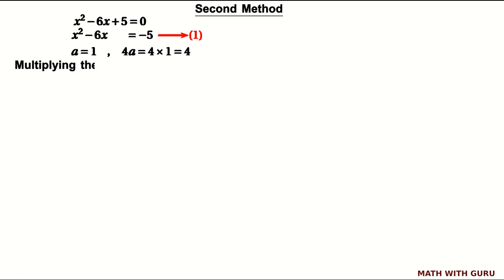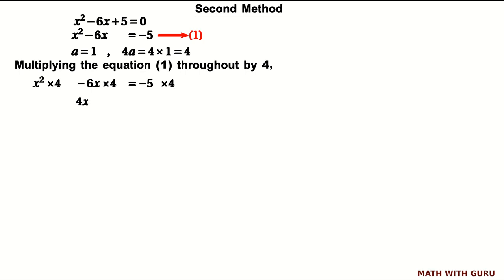Now, let us apply the second method. x squared minus 6x plus 5 equals 0. x squared minus 6x equals minus 5. Here, the coefficient of x squared, a equals 1. 4a equals 4 into 1 equals 4. Multiply the equation 1 throughout by 4. x squared into 4 minus 6x into 4 equals minus 5 into 4. What do we get? 4x squared minus 24x equals minus 20.